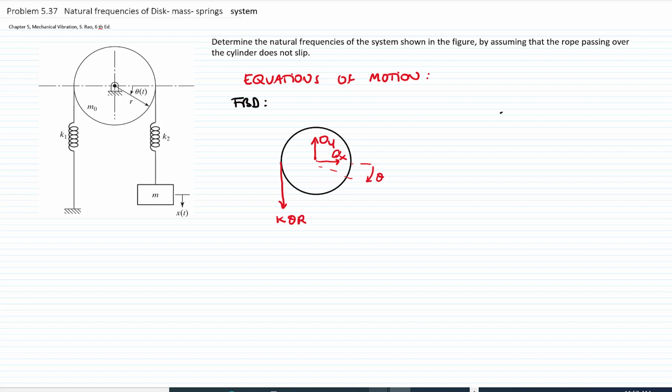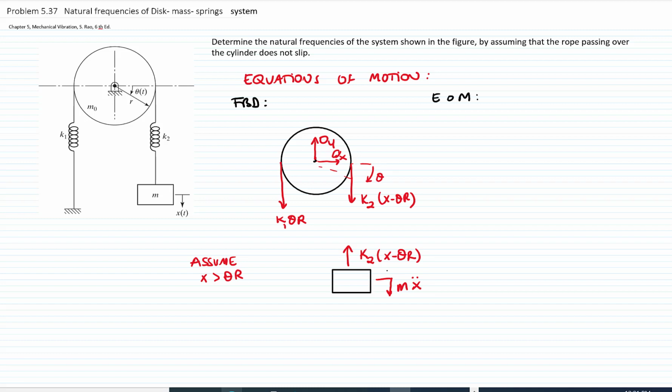Now, to find out the force of the other spring, I will first draw the free body diagram of the block. And I will assume that the block is going down, and I will assume that x is greater than theta r. That's only to give a direction to the force, which is the spring constant times the relative displacement between the two ends. Considering that x is greater than theta r, then the force on the block goes up, and by action and reaction on the disc it goes down.